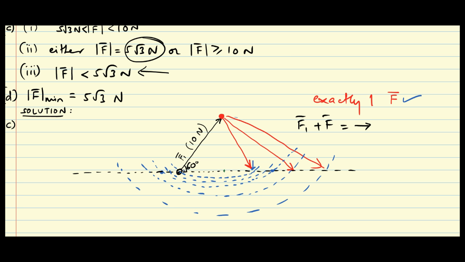In other words, the resultant force in that case would be rightwards as needed. However, if I choose the other point, which is at P itself in this case, then my f bar is exactly equal in magnitude but opposite to f1 bar. It's the negative of f1 bar, and the resultant is 0 bar.